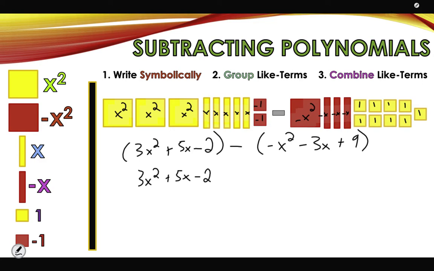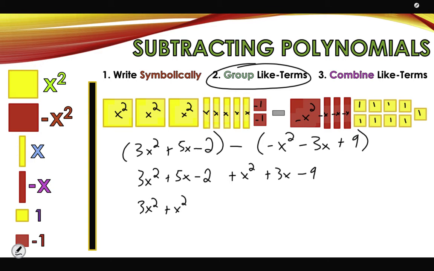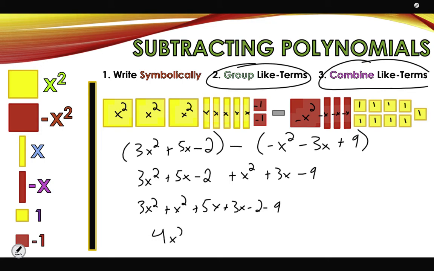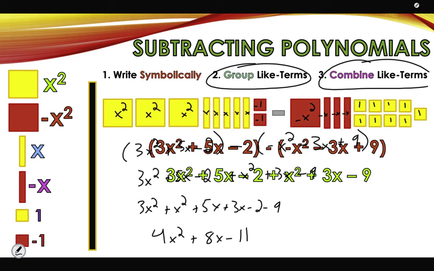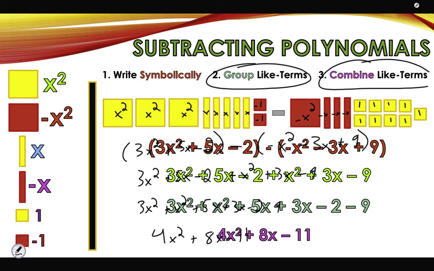Second one though, I have to switch every sign. So instead of minus x squared, it'll be plus x squared. Instead of minus 3x, it's plus 3x. And instead of plus 9, it's minus 9. Now it's time to group. And now it's time to combine. And we end up with that as our answer.